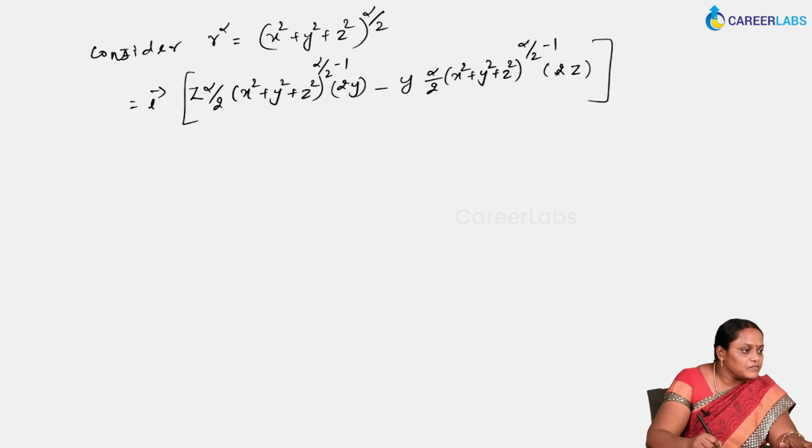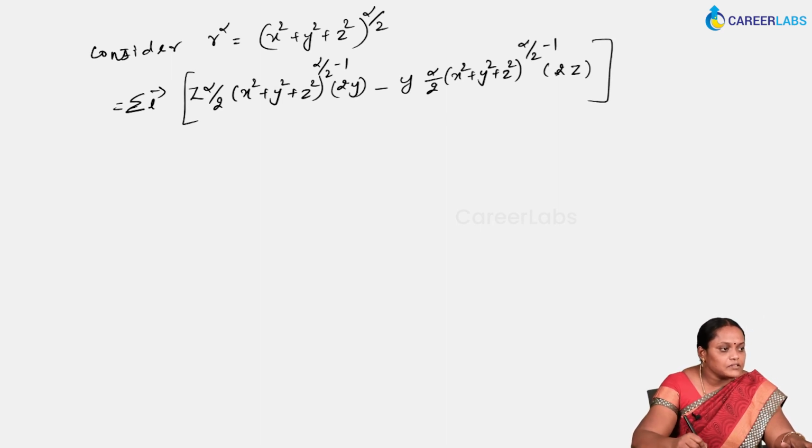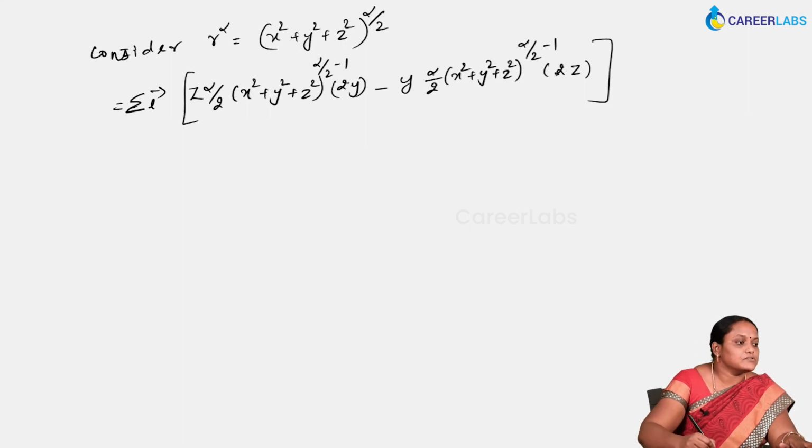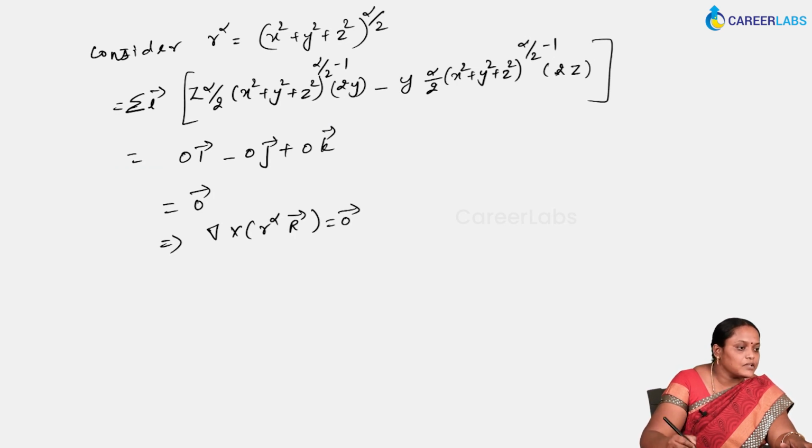Let me write everything in terms of summation so that I do not write each and every step. So here this is 2yz alpha by 2, and here also 2yz alpha by 2, the same term. So this is going to be 0 times i vector, minus 0 times j vector, and plus 0 times k vector. Therefore, this gives the answer as the 0 vector, which implies del cross of r to the power alpha into r vector equals 0 vector, that is, it is irrotational.